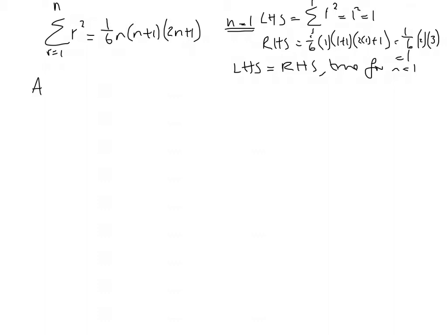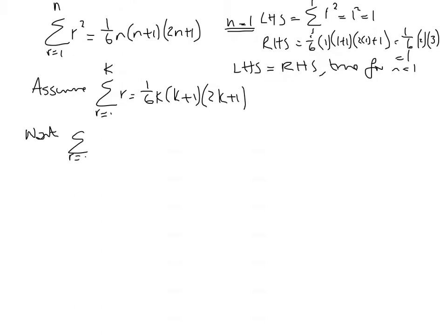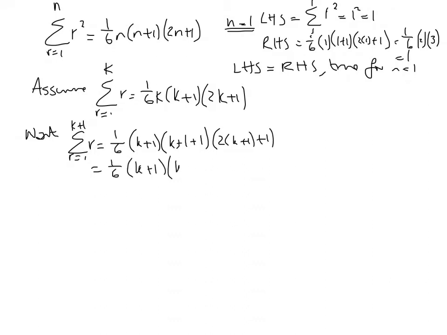Okay, let's make our assumption. We're going to assume that it's true when n is k, that if we go from 1 to k, then we will get a sixth k(k + 1)(2k + 1). Okay, what we want is that the formula will be true for k + 1, meaning that if we went all the way to k + 1, we would get a sixth (k + 1)(k + 1 + 1)(2(k + 1) + 1), which is 1 sixth (k + 1)(k + 2)(2k + 3). Okay, let's see if we can get that.